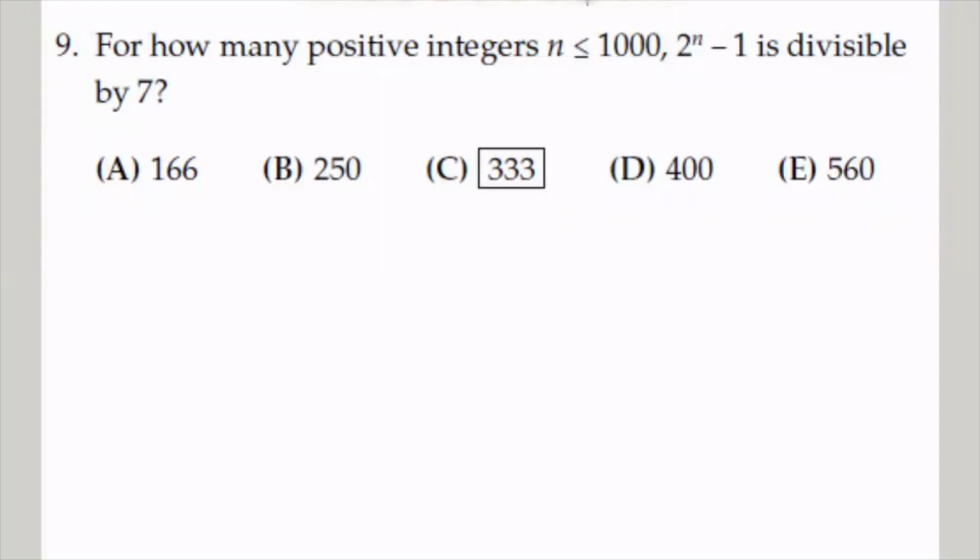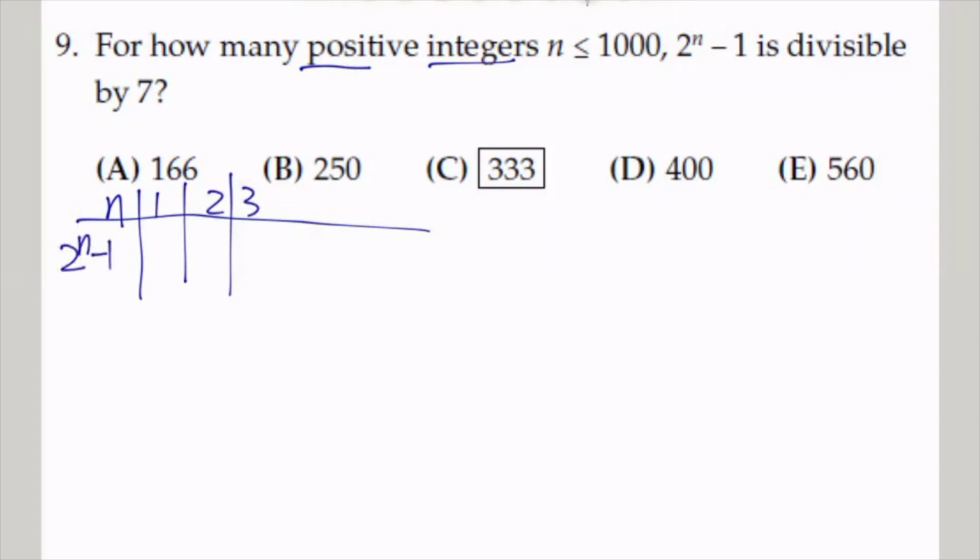Problem 9. For how many positive integers n less than or equal to 1000 is 2 to the n minus 1 divisible by 7? Let's look at the first few positive integers. 1, 2, 3. 2 to the n minus 1: when n is 1, it is 1. When n is 2, we have 3. When n is 3, we have 7. When n is 4, we have 15. When n is 5, we have 31. When n is 6, we have 63.